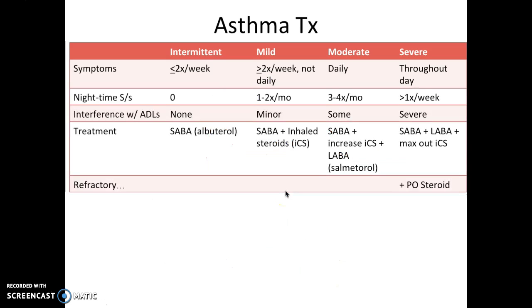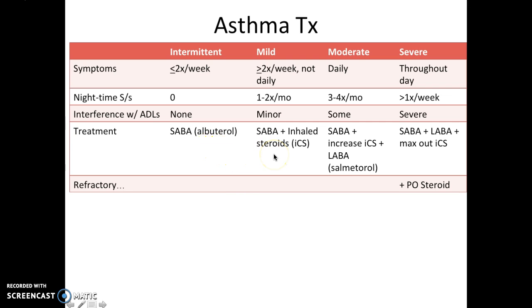So when we think about treatment of these diseases, I want to start off with asthma, which is based on symptoms. I'd like you to break it down into daytime symptoms and nighttime symptoms. There are 4 different degrees: intermittent, mild, moderate, and severe. You can see that in intermittent, symptoms only happen during the day, at no more than 2 times a week, and we just give those people albuterol as needed.